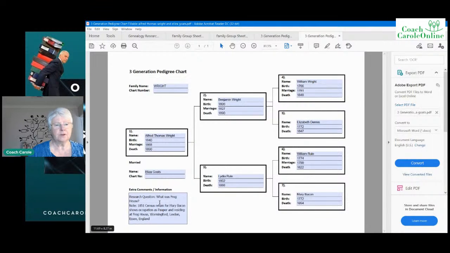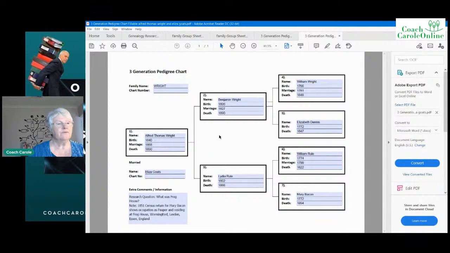So it helped me to craft a new question so that I could have a purposeful search for Frog House and to understand what it was. I suspect that it's a residence for those who are living in poverty and is probably listed there in Wormingford, but I'm not sure about the Frog House. What does that mean? So it's another question for me to go searching for. Very easy to fill in.